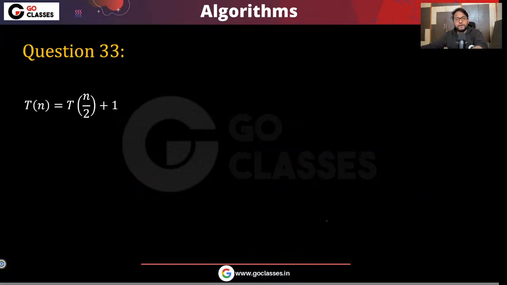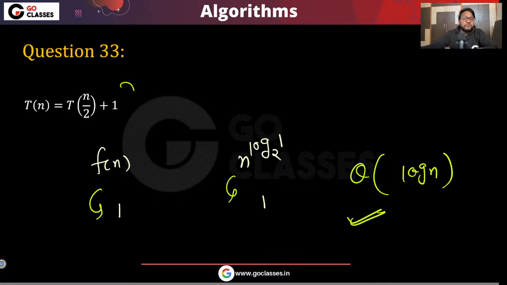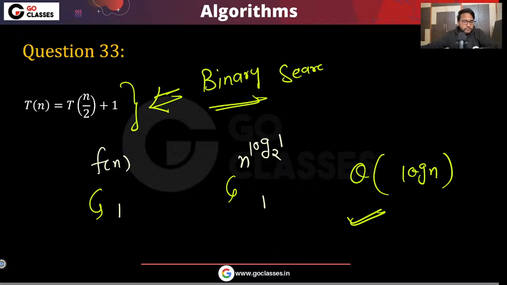Right? Can you tell me this? f(n) and n power log base b a. Log base b a is 2, a is 1. So this is 1, this is also 1. Yeah, this is interesting. Can you tell me the answer? Both are the same. If both are the same, then what is the answer? Any function you take, 1 into log n, right? So this is log n. Have you seen this kind of recurrence before? If you know about binary search, then this is related to the binary search recurrence.